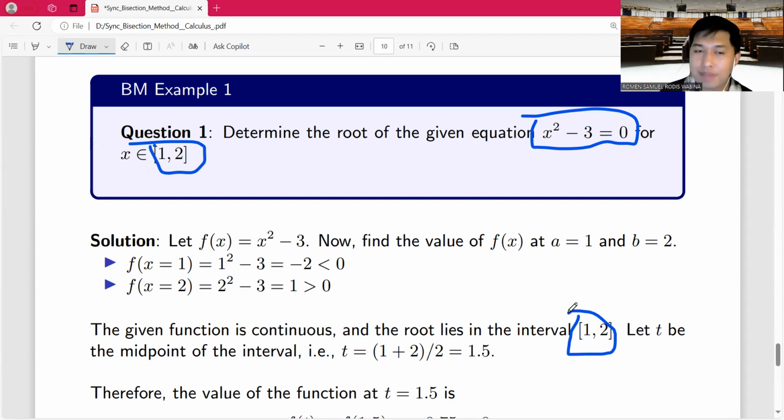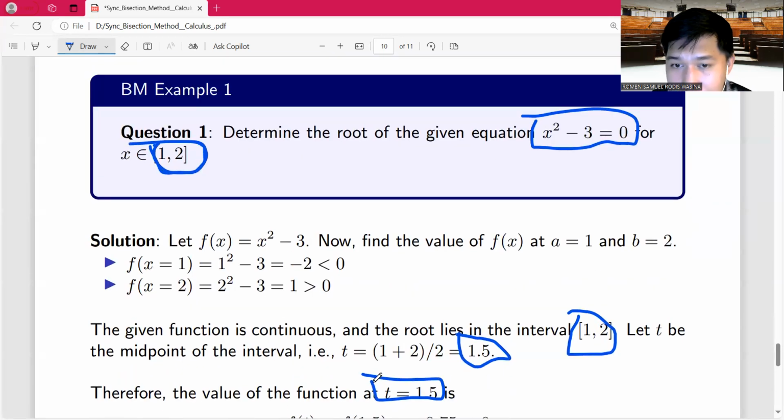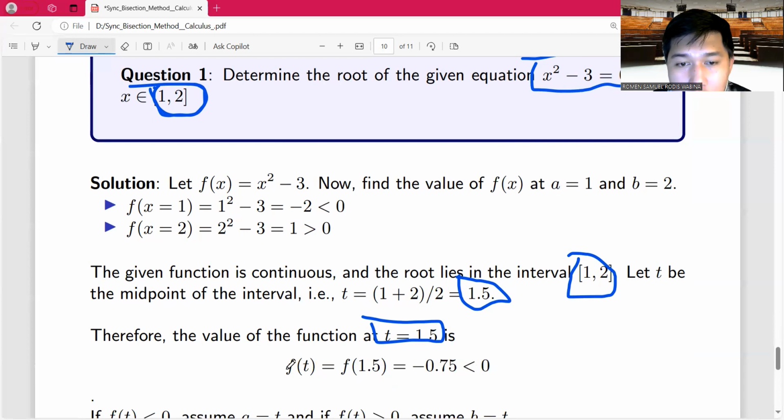So let T be the midpoint of that interval. We calculate T by 1 plus 2, that is the initial interval, all over 2, which is equal to 1.5. Okay? So the value of the function at T equal to 1.5 is negative 0.75. We just calculate 1.5 squared minus 3, that is negative 0.75, which is negative.